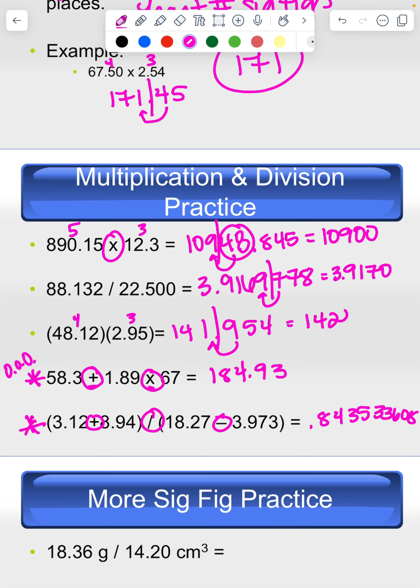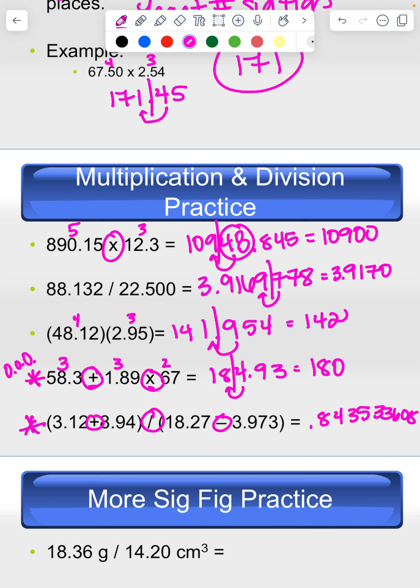All right, so we have 3 sig figs right here, 3 sig figs right here, 2 sig figs right here. So we want 2. We cut it off after that second sig fig. There's a 4 behind it, so we keep it the same. But remember, this is not just 18. This was 184.